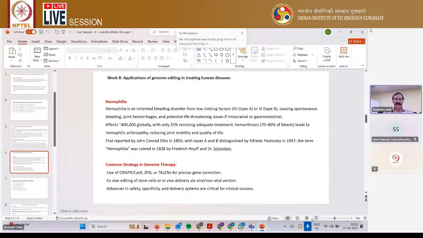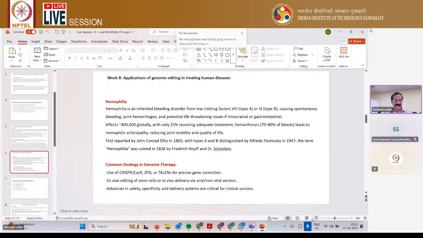Hemophilia is an inherited bleeding disorder from low protein factors 8 type A or 9 type B, causing spontaneous bleeding, joint hemorrhages, and potential life-threatening issues. It affects around 400,000 people globally, with only 25% receiving adequate treatment. Particularly, with hemarthrosis, 70 to 80% of the bleeds lead to hemophilic arthropathy, reducing joint mobility and quality of life.